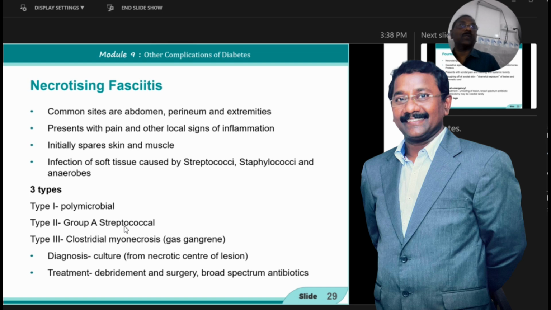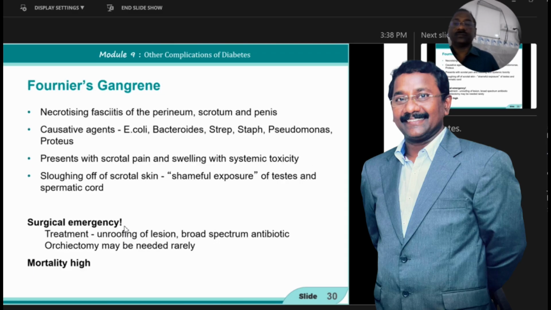So again this is a very big problem, necrotizing fasciitis. All the muscles will be burned out, with a lot of necrosis, and you have to get the culture and sensitivity and then the debridement and good antibiotics and again control of the blood sugars with intensive insulin therapy. Fournier's gangrene, so sometimes we see it. It is necrotizing fasciitis of the perineum, scrotum and the penis.